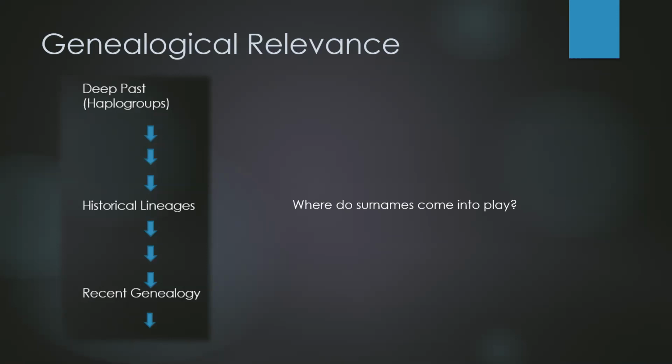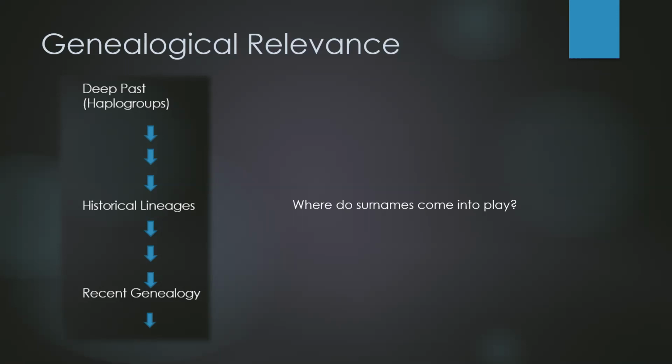We need to talk about genealogical relevance for just a minute because we have a lot tied to surnames, and surnames are a fairly recent phenomenon in history, not necessarily old history. So when we talk about Y-DNA results, we're talking about the deep past, which is where those haplogroups were formed and migration patterns started, and then we have the time period that we call historical lineages. And during that time is more where the surnames might come into play.